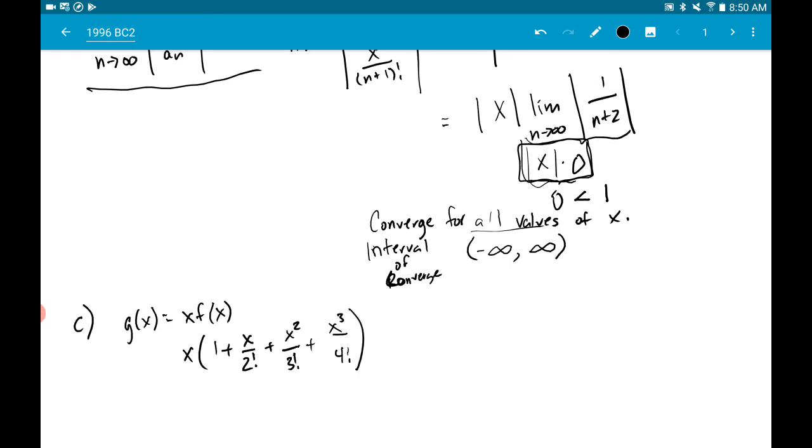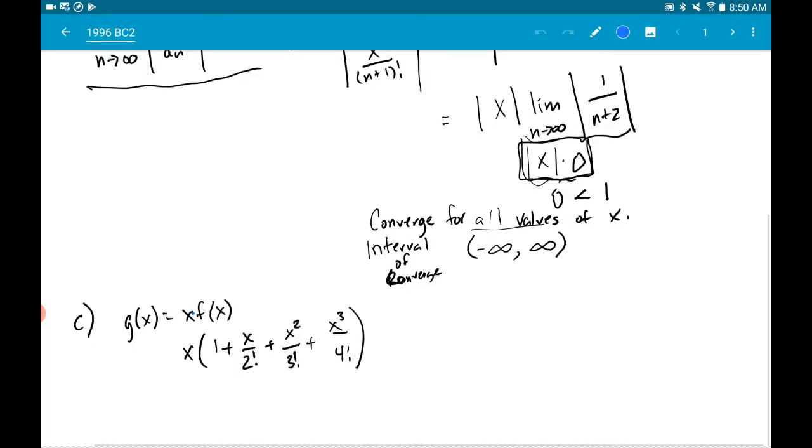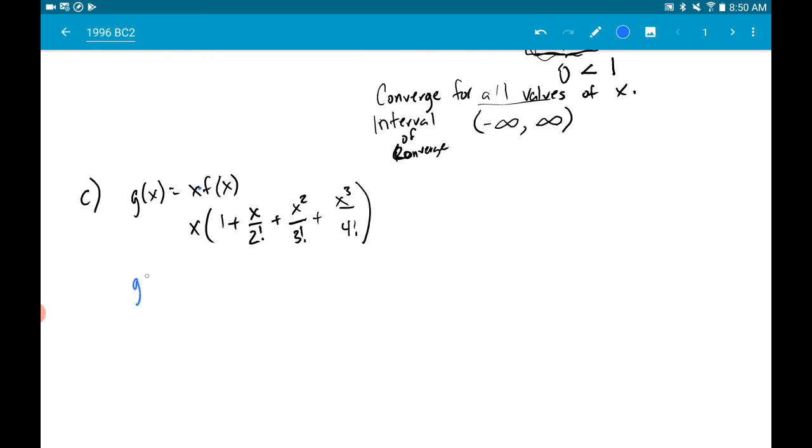And when you have a product like this, whether it's a variable or a number or anything, you can just distribute it in. So g of x would be x plus x squared over 2 factorial plus x cubed over 3 factorial plus x to the fourth over 4 factorial, etc. So that's actually the first 4 terms. The question actually only asks for the first 3, but then it asks for the general term.